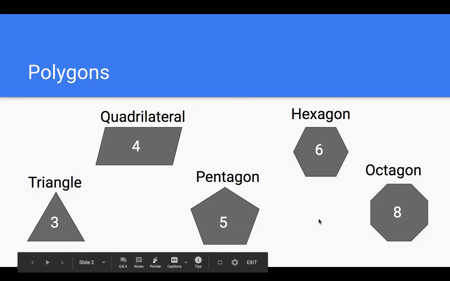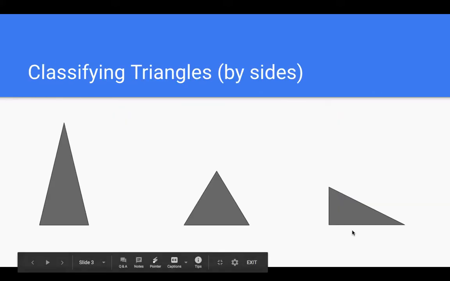So that's something you should know: what these shapes look like, how many sides they have, and what their names are. If you don't know that, spend some time with this slide and study it before you take your quiz.